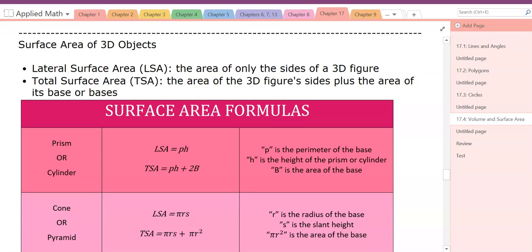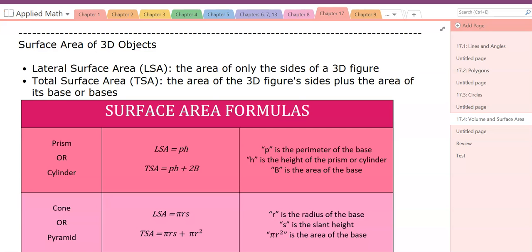All right, so we're going to finish up by getting into surface area, which is a little bit different than we did volume previously. So now we're going to talk about surface area for 3D shapes. Now there's two different types of surface area when it comes to three-dimensional shapes. There's something called lateral surface area, or LSA for short. That's the area of only the sides of a three-dimensional figure, so not the area of the bases.